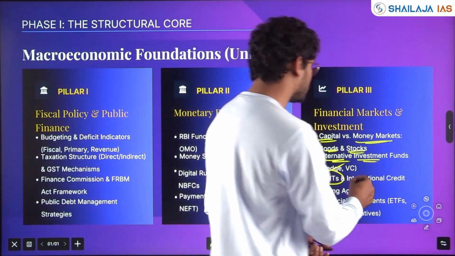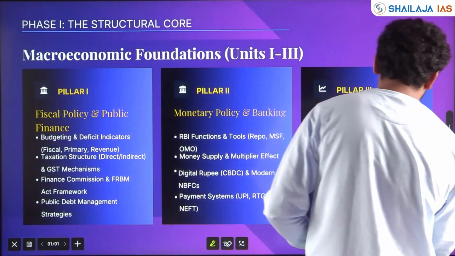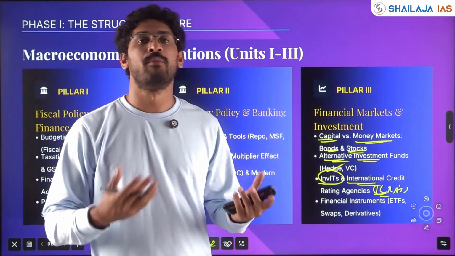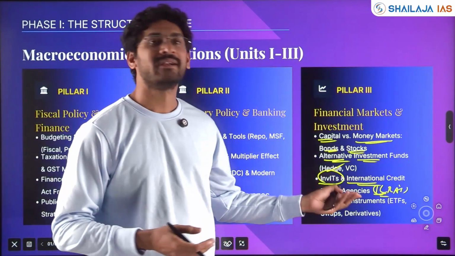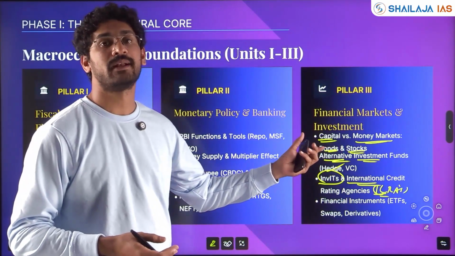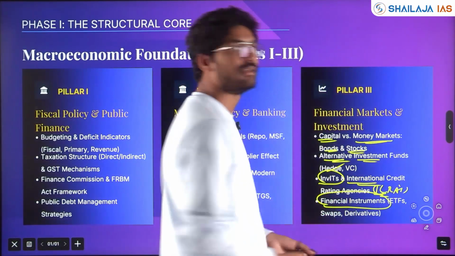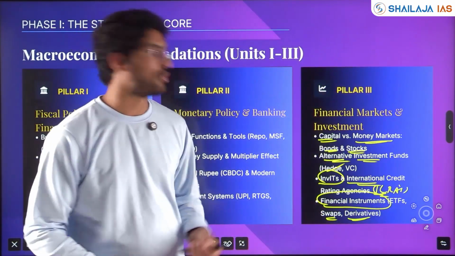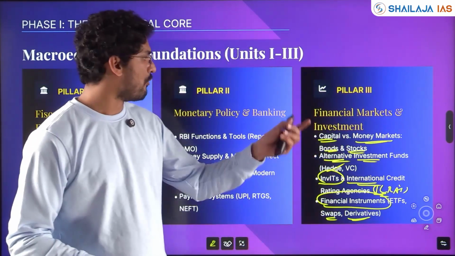Then you have InvITs, infrastructure, international credit rating agencies. Your market, your bonds, there are companies investing. So to rate the bonds, you need credit rating agencies. The entire ecosystem of capital market and financial market, you need to have a good grip and understanding. Then you have financial instruments like exchange traded funds, swaps, credit swaps, derivatives, what are options, what are futures, all this will be under financial markets and investment. So very important pillars.